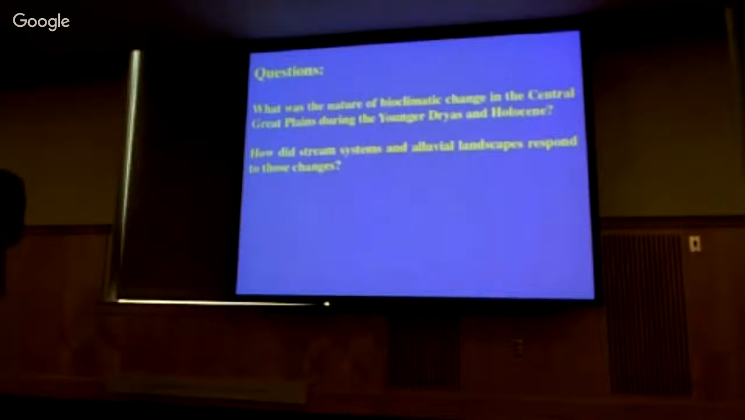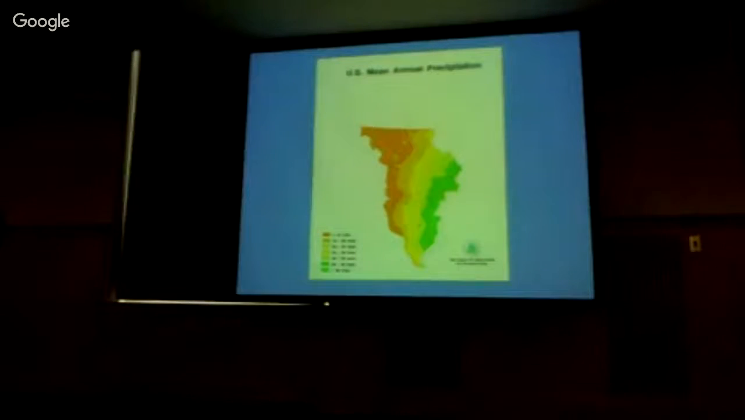There are really two questions I want to address here. What was the nature of bioclimatic change in the Central Great Plains during the Younger Dryas? It's an area I'm particularly interested in, and actually the entire Holocene. And how did stream systems and alluvial landscapes respond to those changes? The area I'm focusing on is right in here.